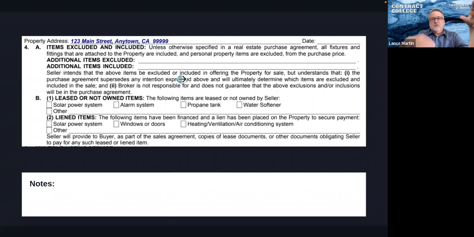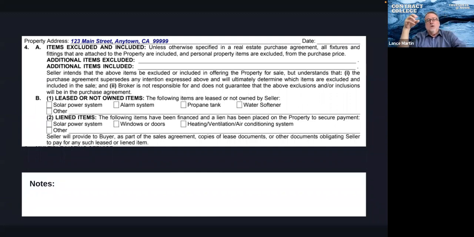Seller includes the above items, again, to be included or excluded, it kind of goes through what that is. It just kind of outlines it. Leased or not owned items. This is very common. This wasn't in the contract previously. So I am leasing the solar system. I am leasing the alarm system. I am leasing the propane tank, whatever it happens to be. Those items need to be listed.